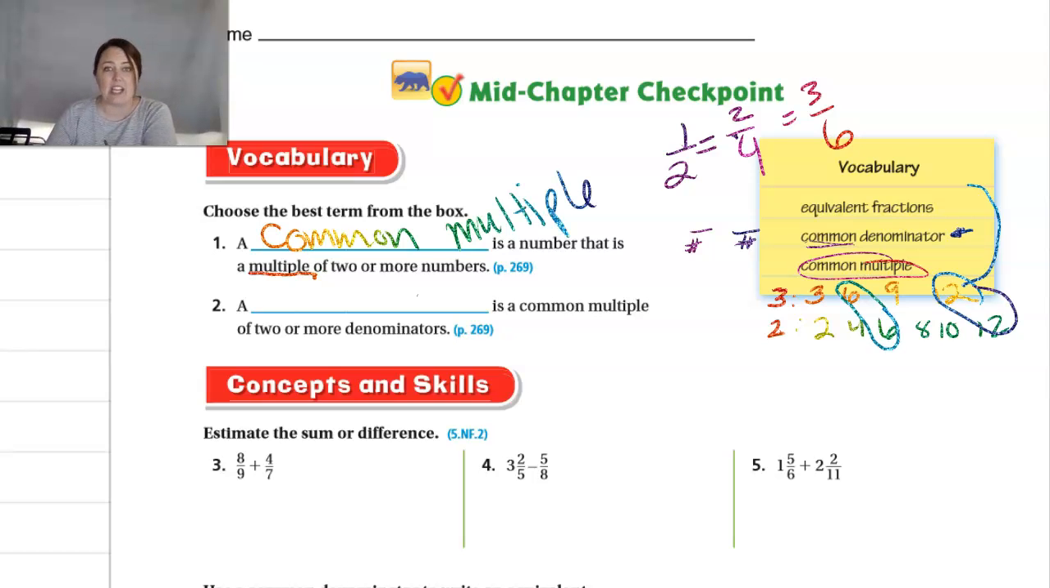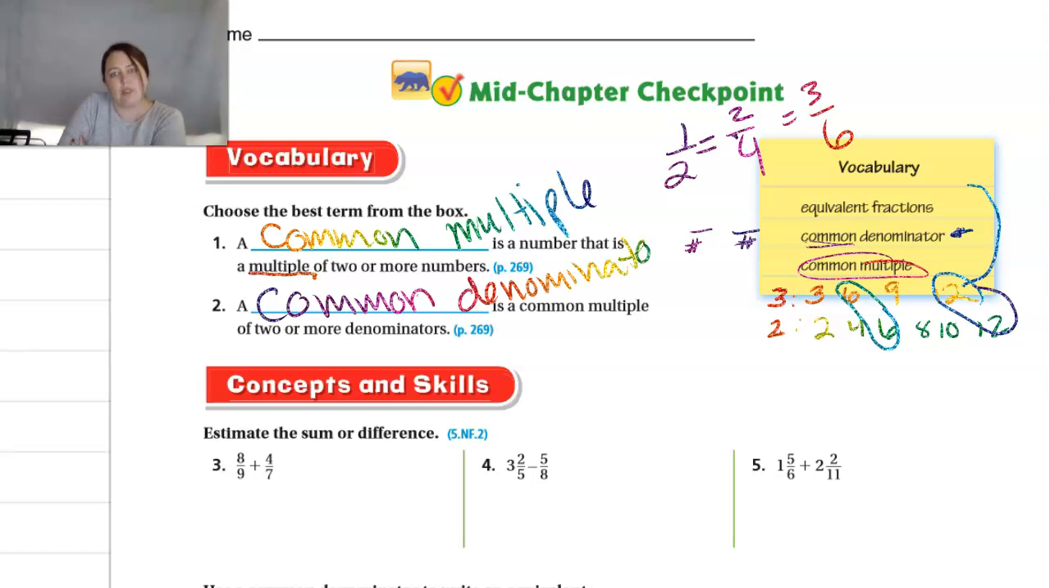A blank is a common multiple of two or more denominators. A common denominator is a common multiple of two or more denominators. Yeah, that is correct. Now, I wouldn't put a common multiple here because then the sentence would say a common multiple is a common multiple. They're never going to give you it. That's never going to be that easy.